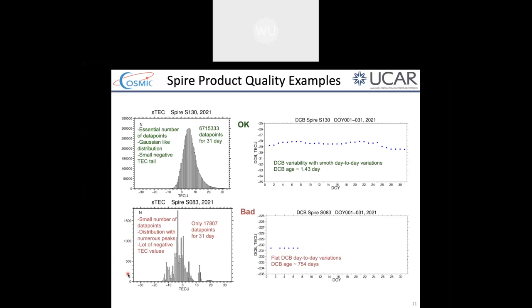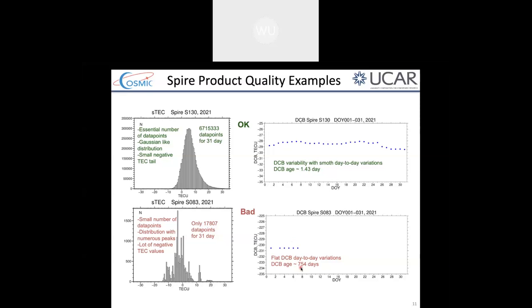So some examples here from the Spire products. I'll start on the right. Actually, these are the DCB estimates for a particular satellite by day. And you can see those are fairly consistent throughout this month. Down on the bottom, we have some estimates for only a few days, and they're quite old in this case. So they were not very fresh estimates. So that's one of the parameters in the product file that you can read.